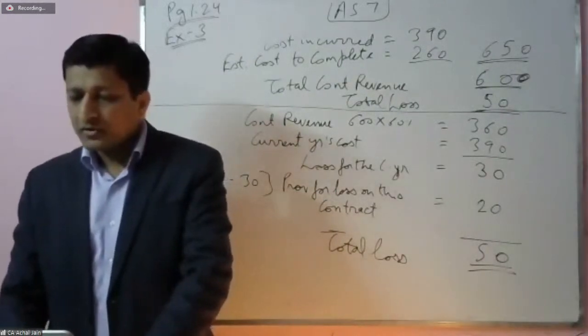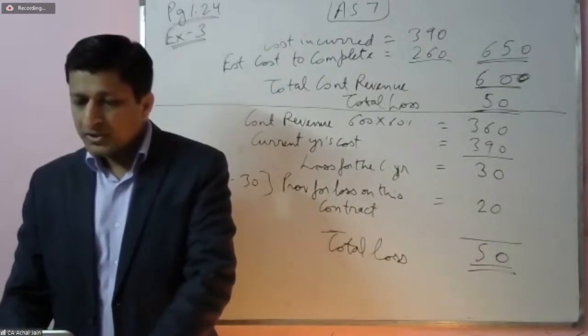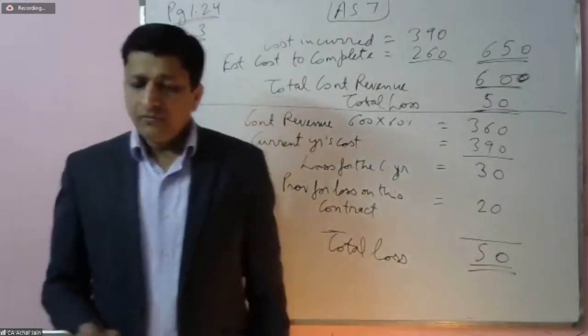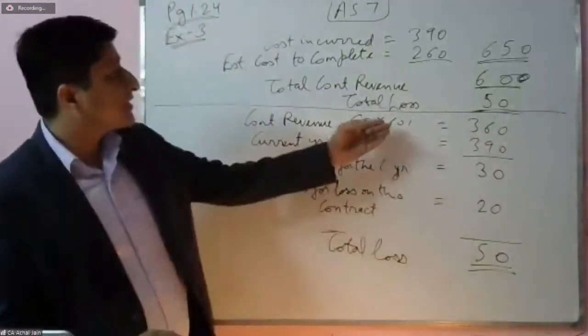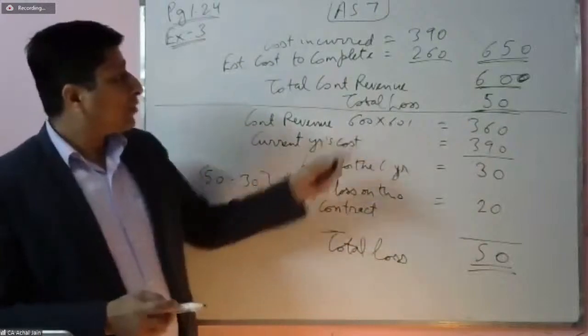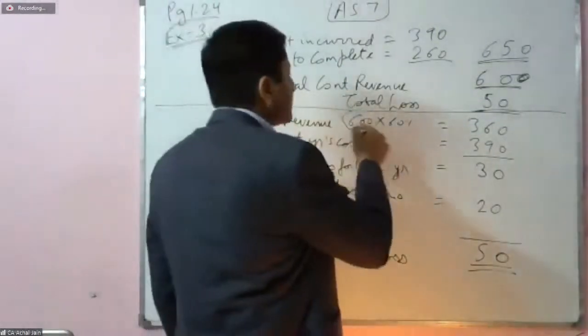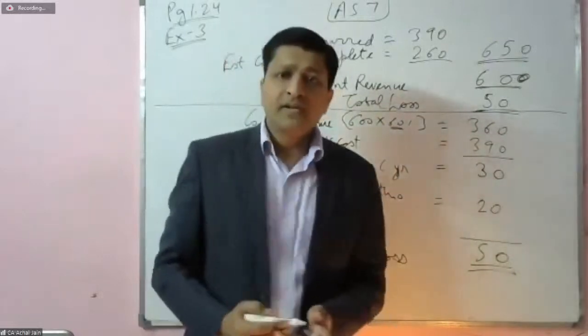Then I think Saurabh has also computed this. Saurabh has shared the response. Very good. Tanu is saying, sir, how did we get the revenue of 360? It's very clearly available, Tanu. On a contract revenue of 600, we have applied percentage of completion. Very simple.